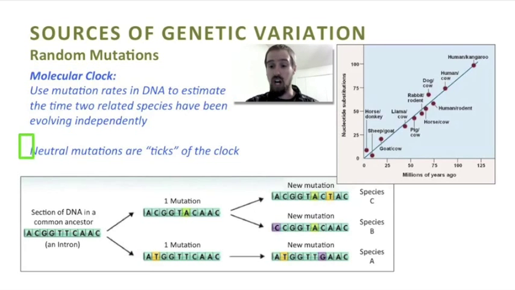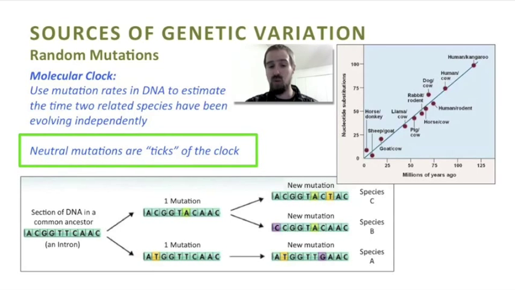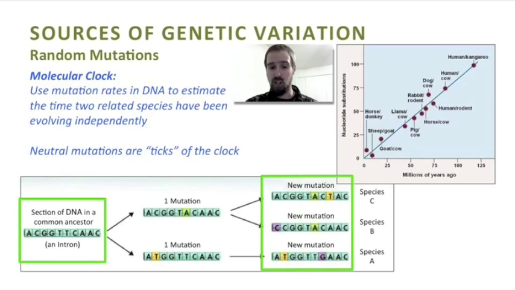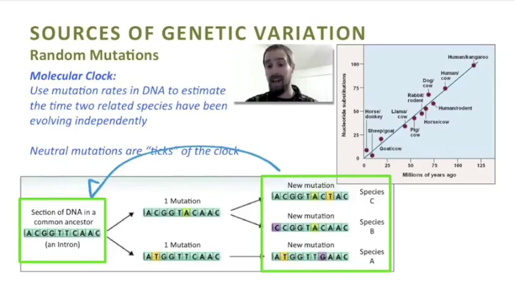Neutral mutations are the ticks of this clock because they tend to occur at a pretty constant rate. For example, if we have a sequence of DNA that is not being expressed, an intron maybe, we can look at the differences in this sequence that exist in related species and figure out what the original sequence must have been and how long it took for these mutations or differences to accumulate.